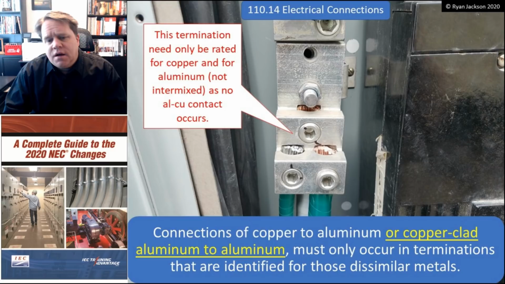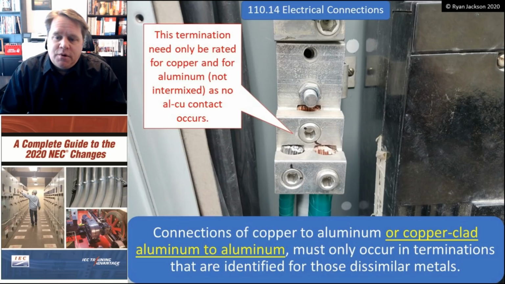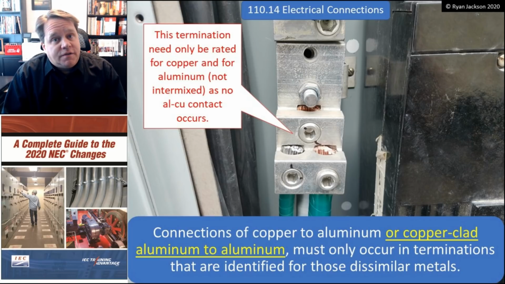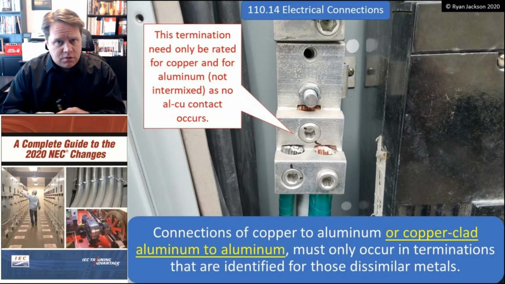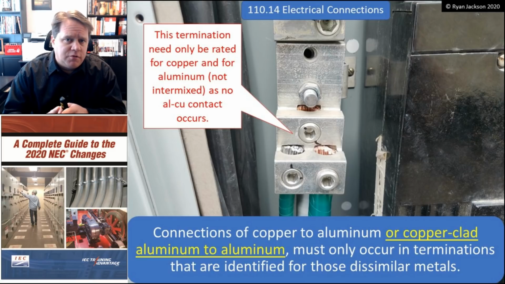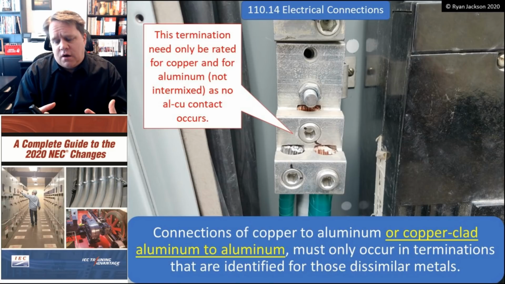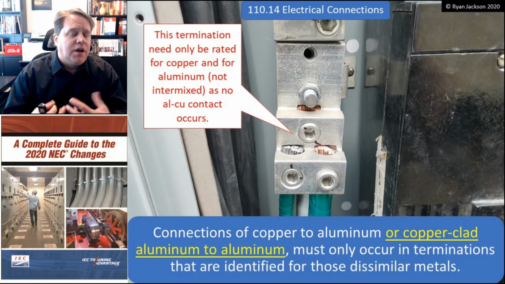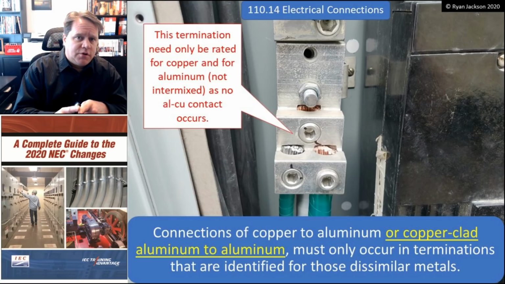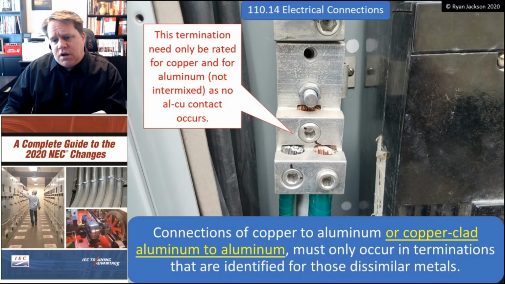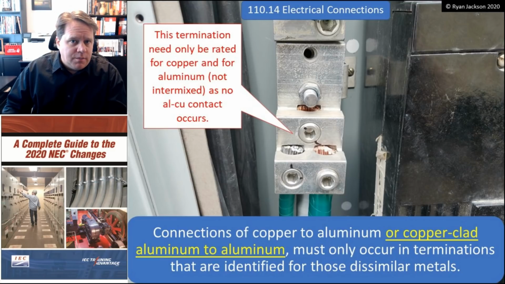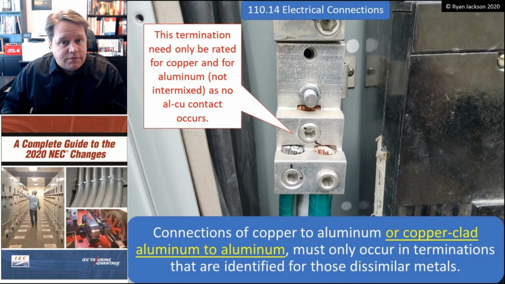It goes on to say that connections of copper to aluminum or copper-clad aluminum to aluminum must only occur in terminations that are identified for those dissimilar metals. So if I'm terminating copper to copper, then that's fine. If I'm terminating aluminum to aluminum, that's fine. But when we start getting dissimilar metals, that's where things can become problematic. We get galvanic action and galvanic corrosion when we touch aluminum to copper. So the clarification here is that copper-clad aluminum must not touch an aluminum conductor unless it's identified for those dissimilar metals.